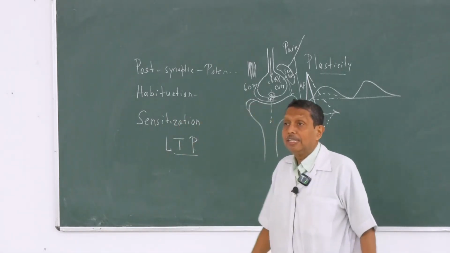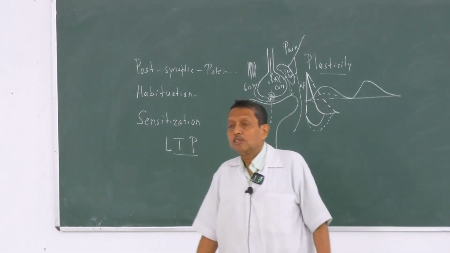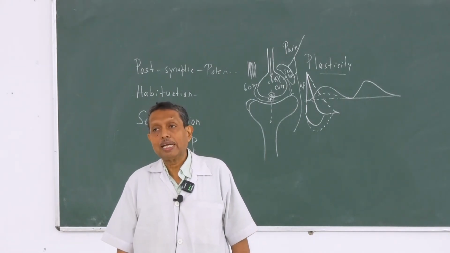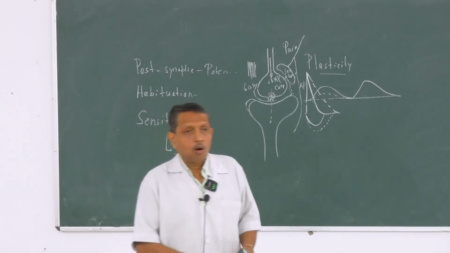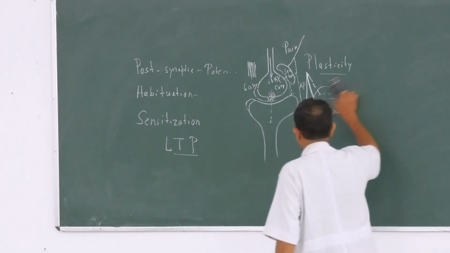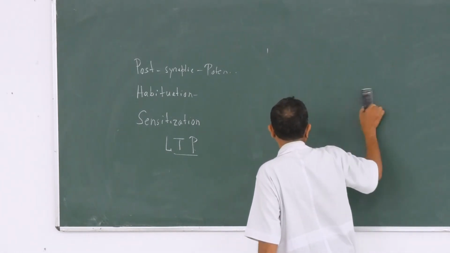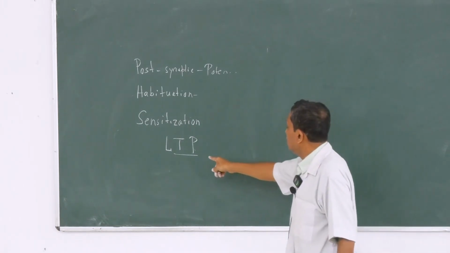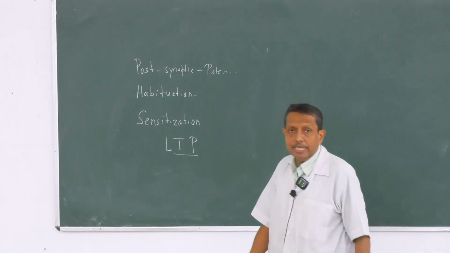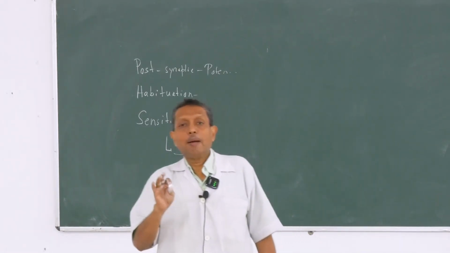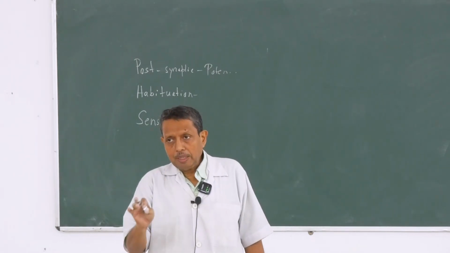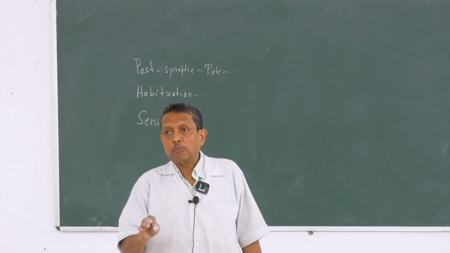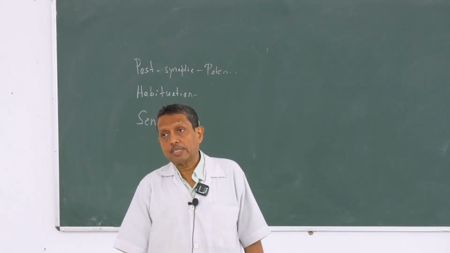Long-term potentiation is seen in case of excitation by glutamate. In the hippocampus of experimental animals, it has been studied. The meaning of long-term potentiation is the rapidly developing behavior of the postsynaptic neuron for a long term, for days together. It is not short term.